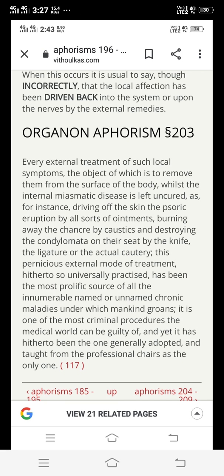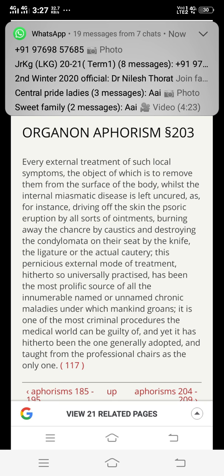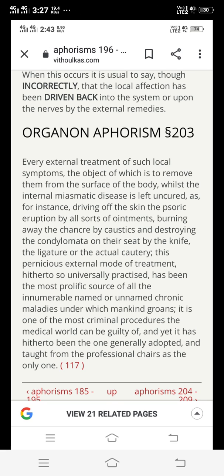So all of you understand these aphorisms, or any difficulty regarding these aphorisms? All of you understand? Yes, ma'am.